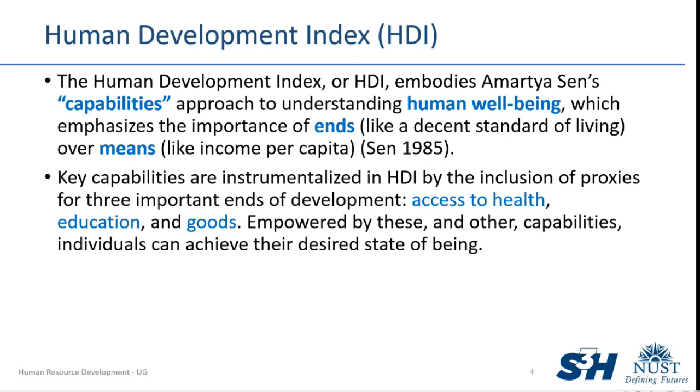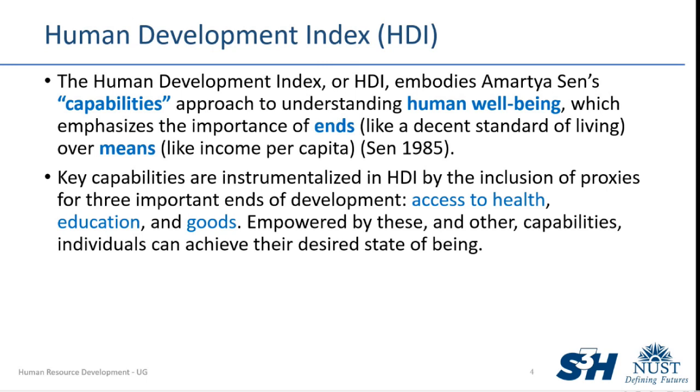The concept of human development was first proposed by Amartya Sen, and this is called Amartya Sen's concept of capabilities, which focuses on human well-being, and emphasis is on ends, as I just mentioned, rather than means, which is income per capita. In economics, most of the times we talk about GDP per capita growth. We need to increase GDP per capita. Most of the analysis in macroeconomics is around that, increase GDP per capita.